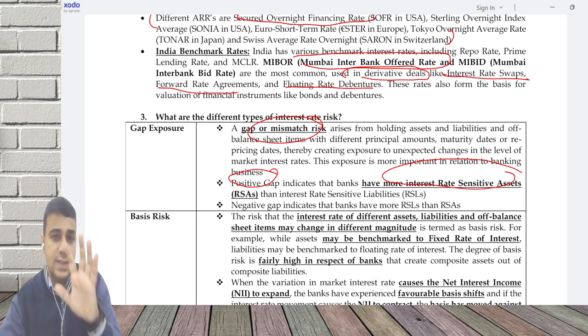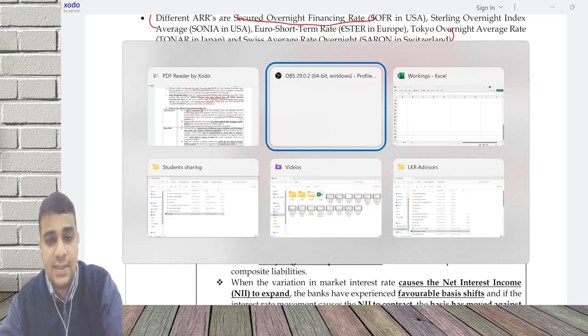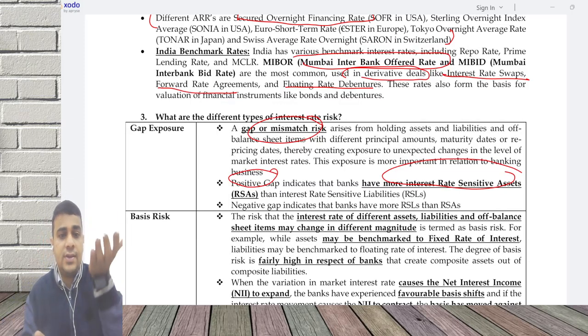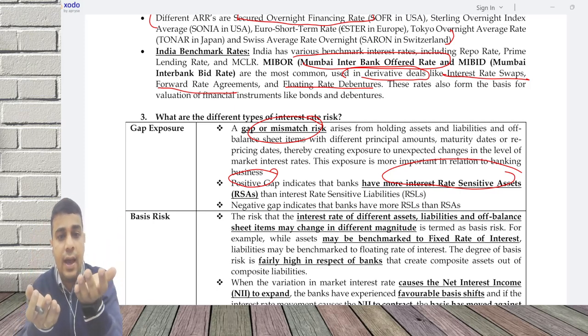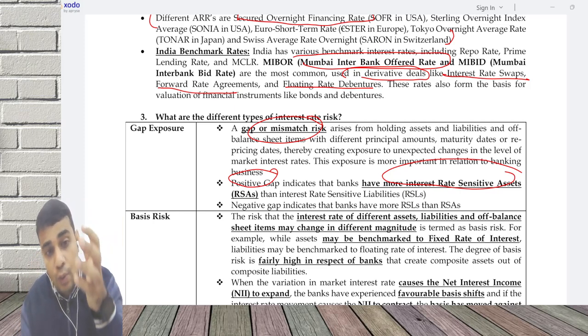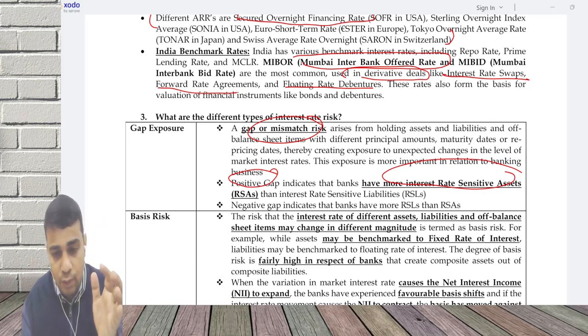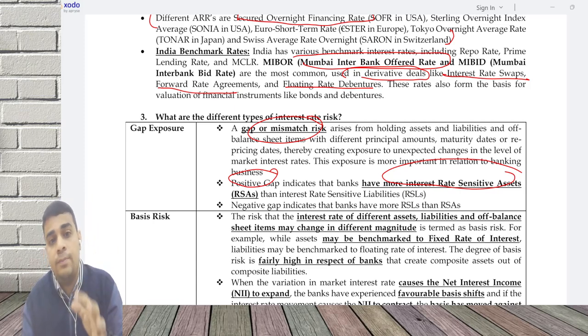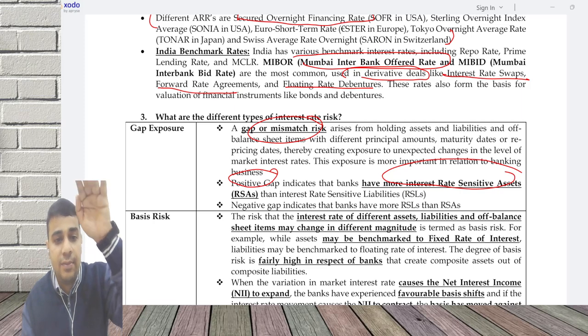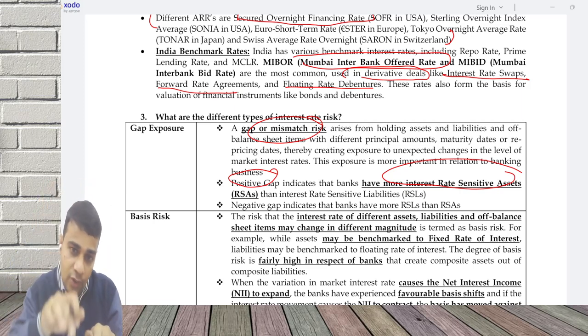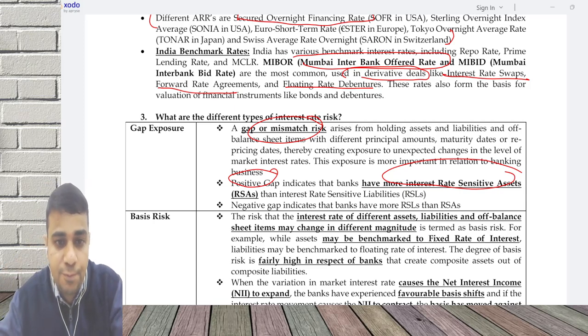I ideally would want a zero gap, because if I have exactly the same interest rate sensitive assets and interest rate sensitive liabilities, interest rates going up means more income, more expense. On the asset you earn income, and on the liability you have expense. So if interest rates are going up, income will go up, expense will go up. If interest rates are going down, it's very simple. If you have exactly similar interest rate sensitive assets and liabilities, the problem is not there for me, because my expense will go down, my income will also go down, and I'm matching it. That is called gap exposure.